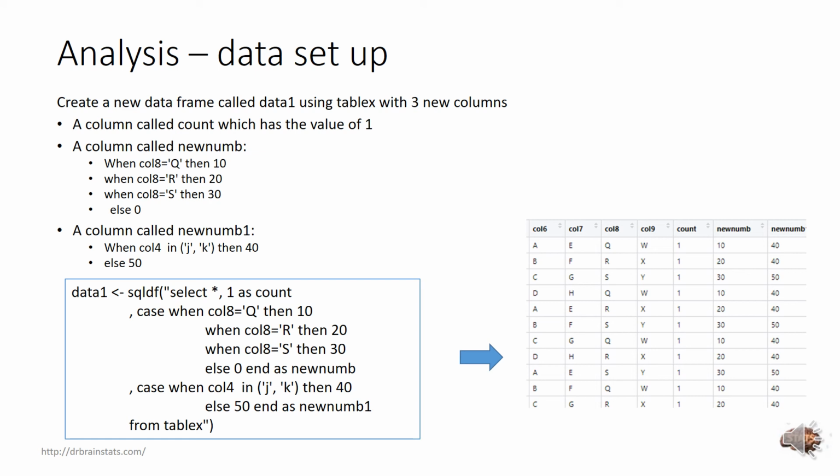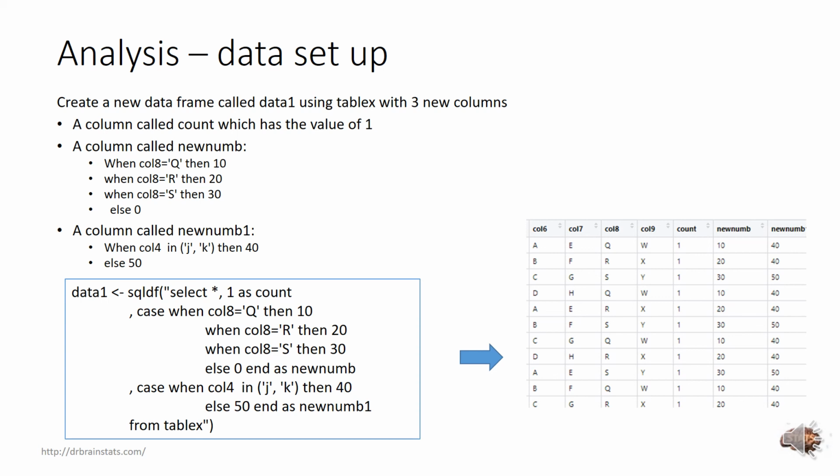Before we can proceed with the analysis session, we need to create a new data frame called data1 using the data frame tablex and create 3 new columns. We're going to create a column called count, which has a value of 1, a column called new num, so when col 8 equals Q, give it a value of 10. When col 8 equals R, then give it a value of 20. When col 8 equals S, then give it a value of 30, else give it a value of 0. And finally, a column called new num1. So when col 4 equals J or K, then give it a value of 40, else 50.